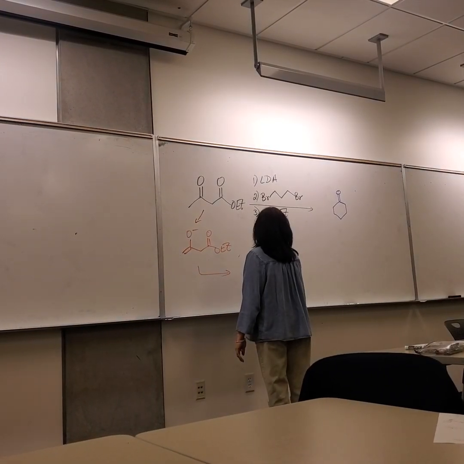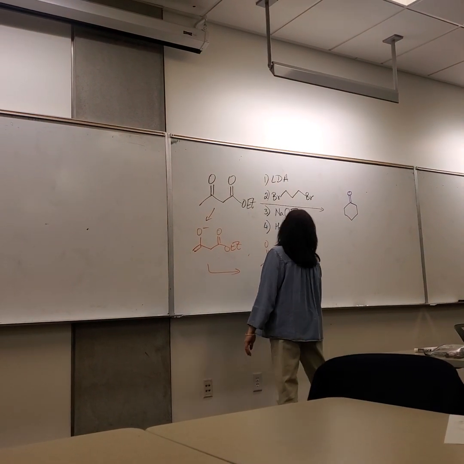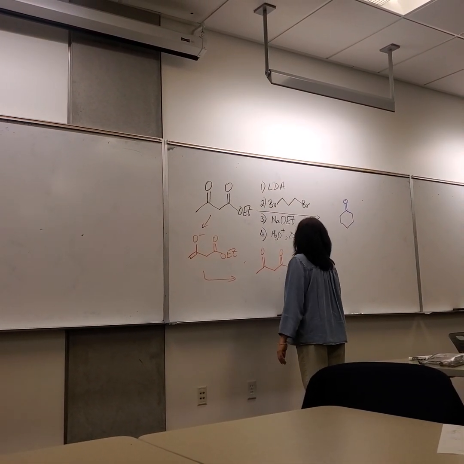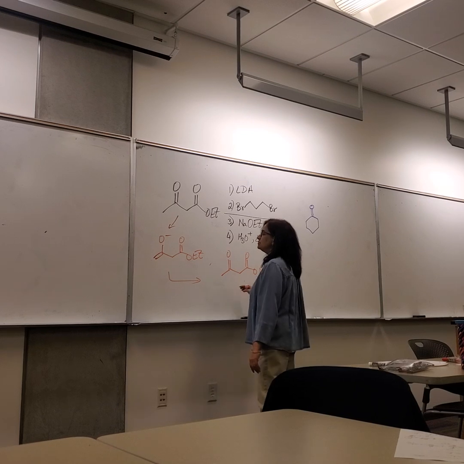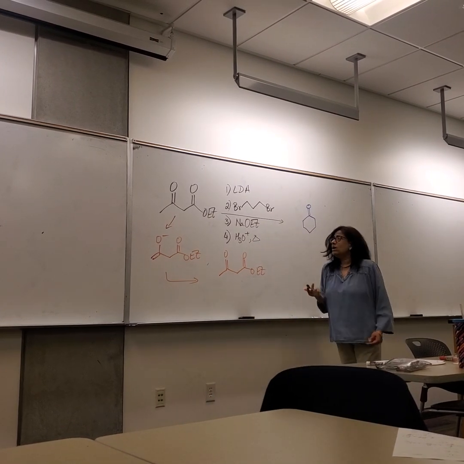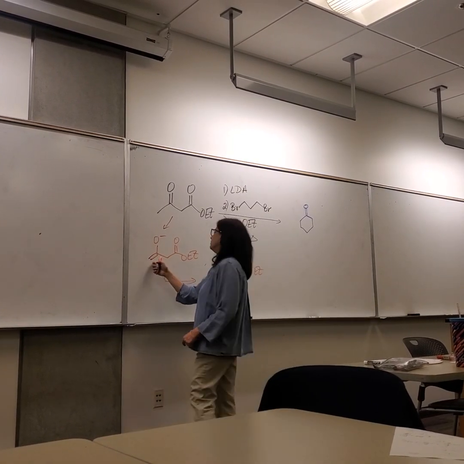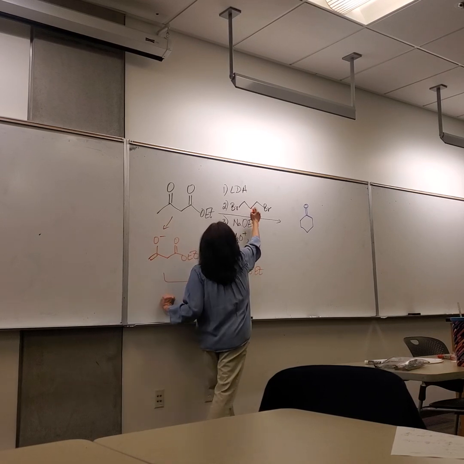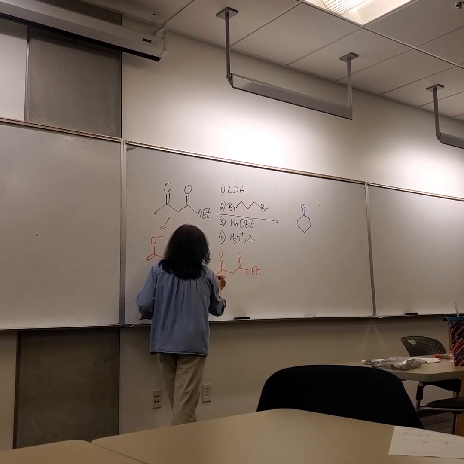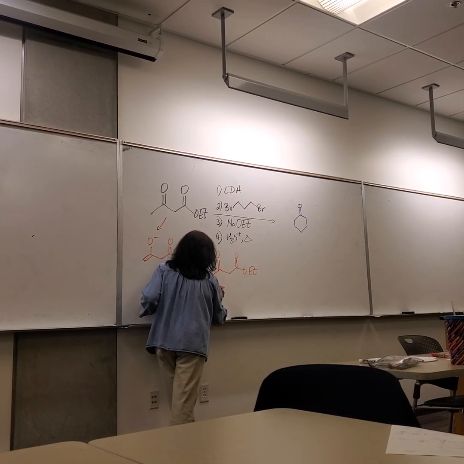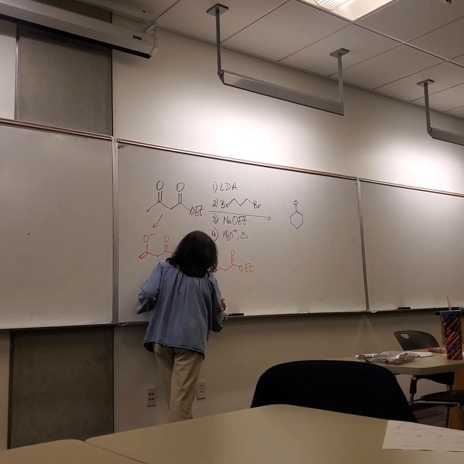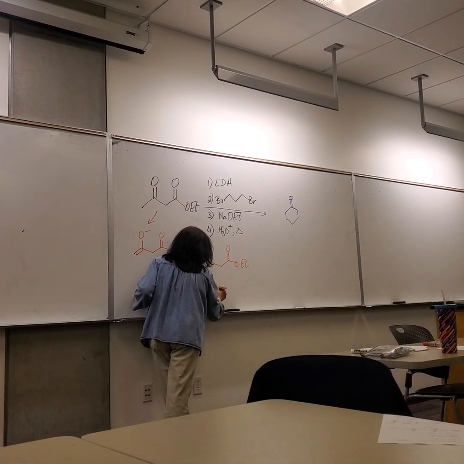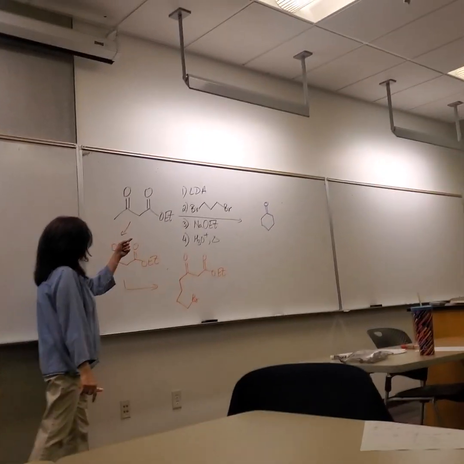How many substitutions would happen? One. There's only one nucleophile. So, 1, 2, 3, and bromine. Right? Okay, what's happening in step 3?